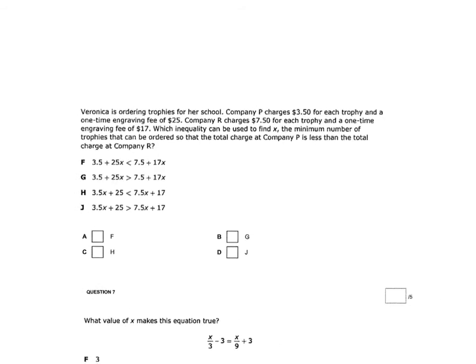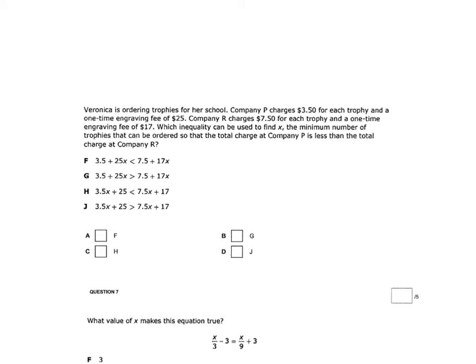On this next one, you're just matching it. As long as you can match the first couple numbers, then you can really eliminate everything else, usually. Company P charges $3.50 for each trophy and a one-time fee of $25. R charges $7.50 for each, those are keywords, and a one-time fee of $17. Which inequality can be used to find x, the minimum number of trophies that can be ordered, so the total charge of P is less than the total charge of R.